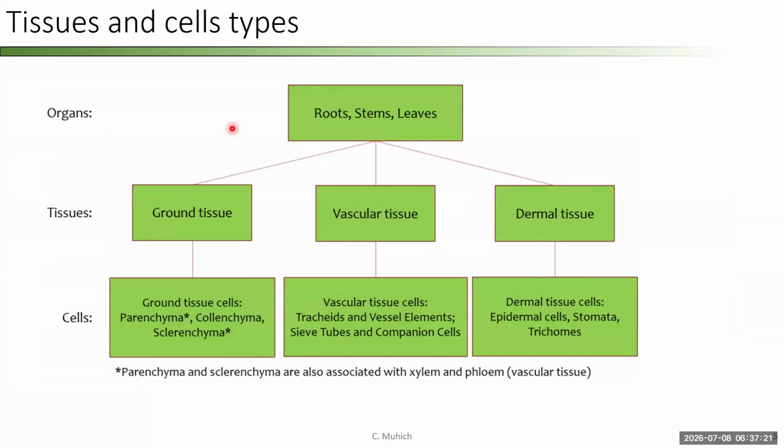So let's go back and think about tissues and cell types. In terms of organs, for plants, we have roots, stems, and leaves. These are going to be our major types of organs. Sorry, we also have flowers if we have angiosperms. And these can be broken down into tissues. There are three major tissue types in plants: ground tissue, vascular tissue, and dermal tissue. And these are made up of different types of cells.